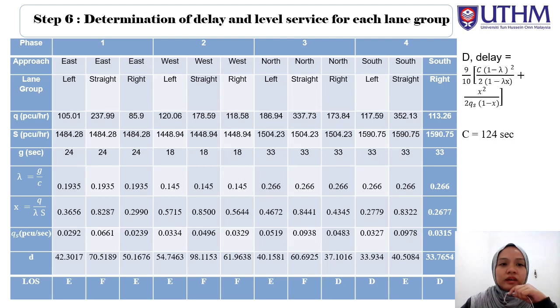And also next, which is the last step, step 6, which is the determination of delay and level of service for each lane group. And the LOS for phase 1 is EFE, and phase 2 is EFF, phase 3 is EFD, and phase 4 is DED. And this is the table that we use to calculate the total level of service by using the delay, and C, which is 124 seconds. And I think that's all for me. Thank you.